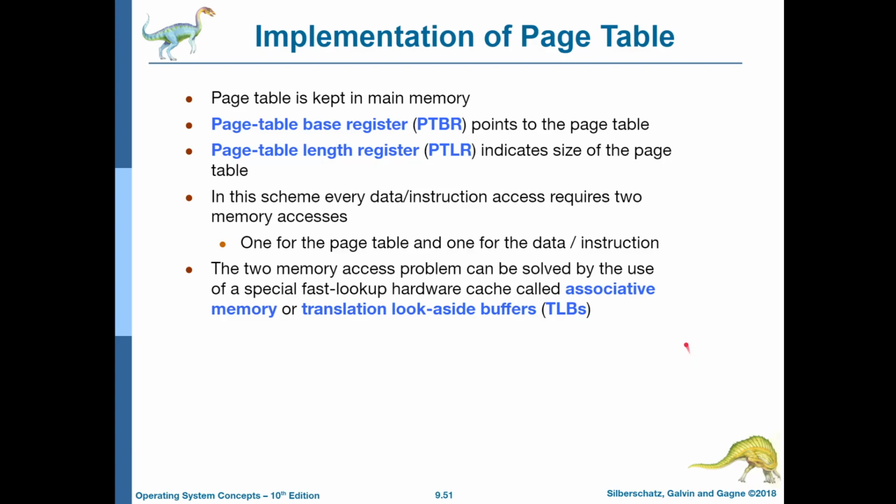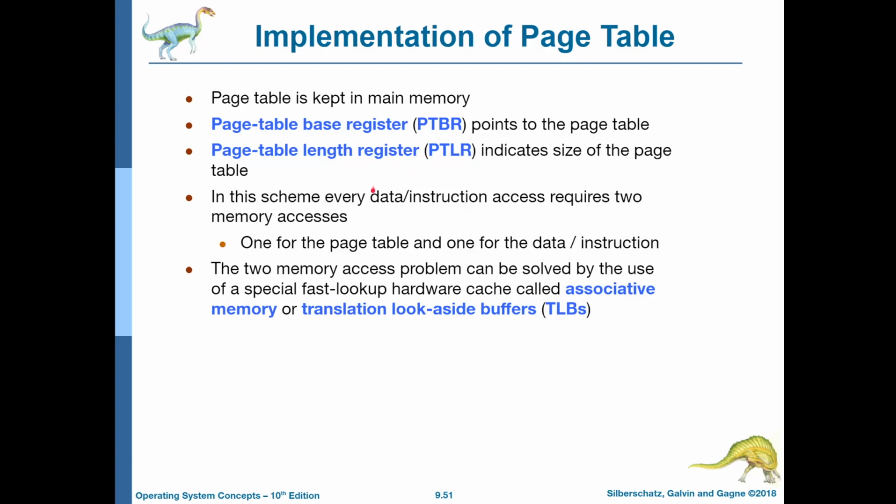So how is a page table implemented? Well, of course, as mentioned before, the page table is kept in main memory. So we have this block of memory that is used for the page table and storing frame numbers. The memory management unit has two registers: a page table base register, which points to the top of the page table, and a page table length register that identifies how big the page table is, how many entries there are.